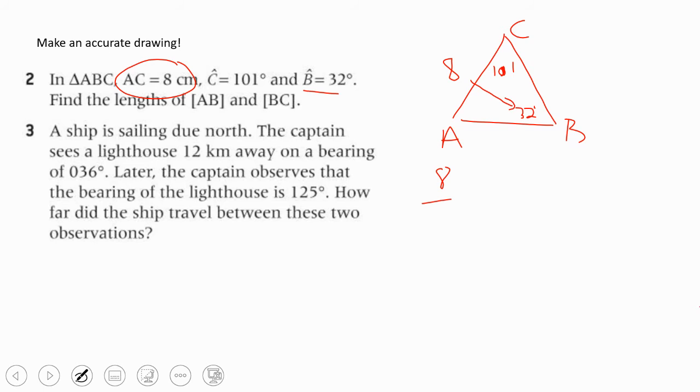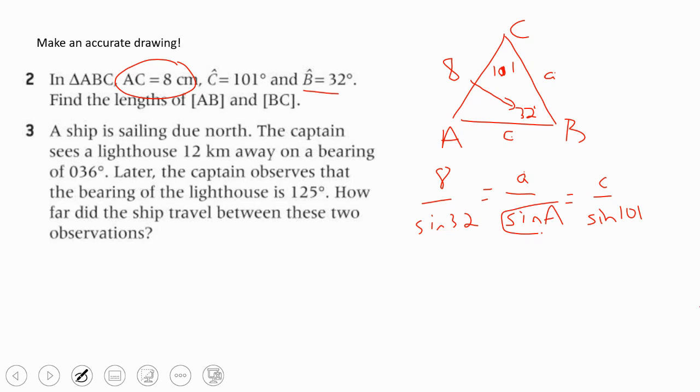So 8 over the sine of 32 equals little a over the sine of angle A equals little c over the sine of 101.